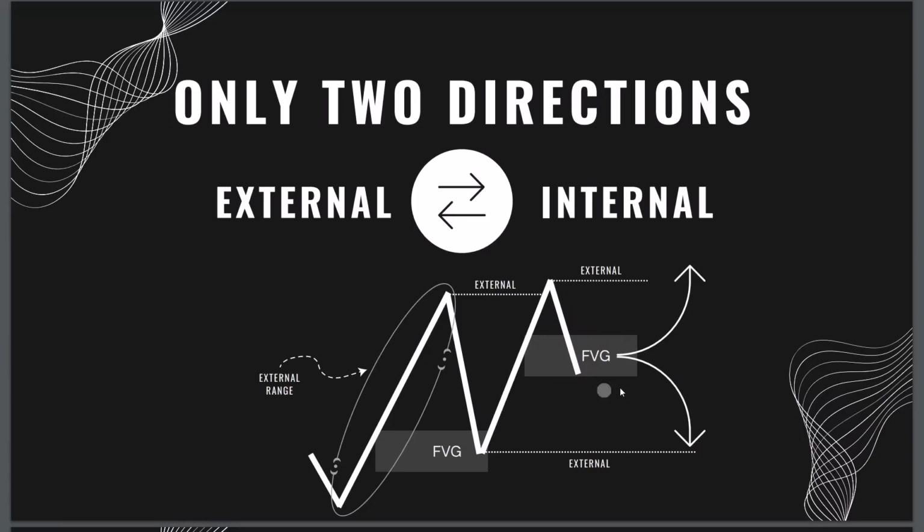Now in this case, when we are on this fair value gap, we are going from internal to external, right? But we have this external and this external. Why? Because this is our price leg here, or price range. Is it going up or down? We're going to answer this question on the next slide.